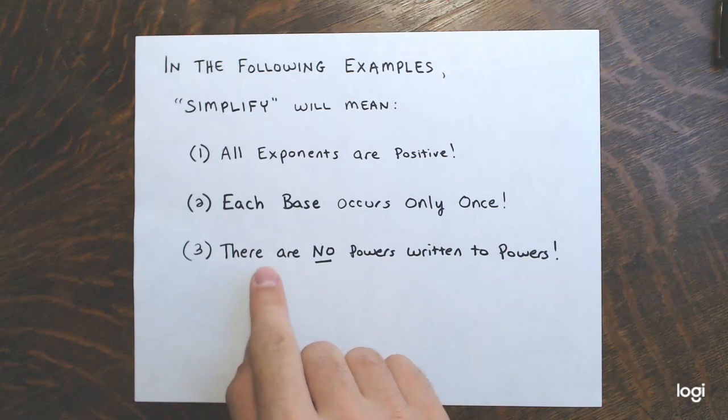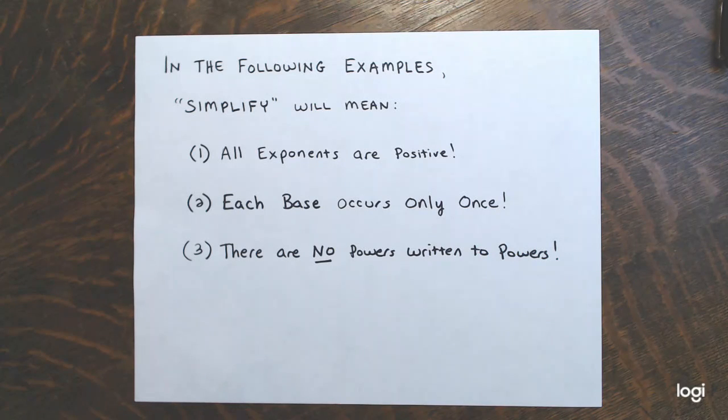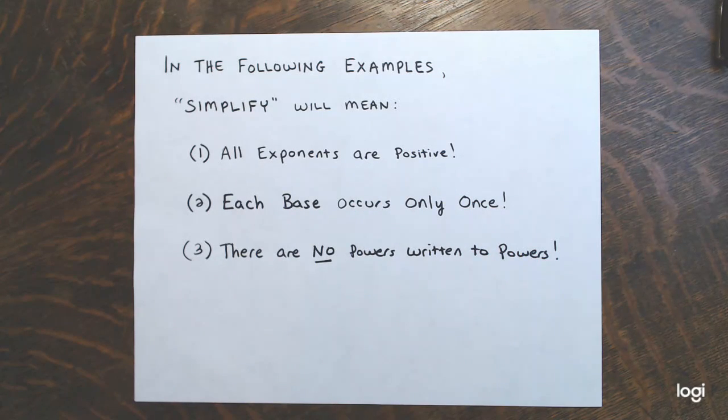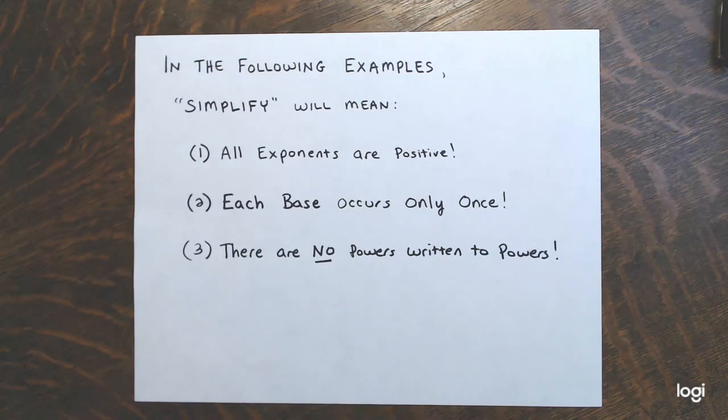And lastly, there are no powers written to powers. So I'm not going to see x to the second and then that again raised to the third power. So no power to any power. Let's keep these in mind, and I'll reiterate those as we go through my examples. I'll check them off as we go through just to make sure I've completely simplified my expression. And of course, if I know the value of a number, I'm going to say what that value is, if my example has all numbers in it.